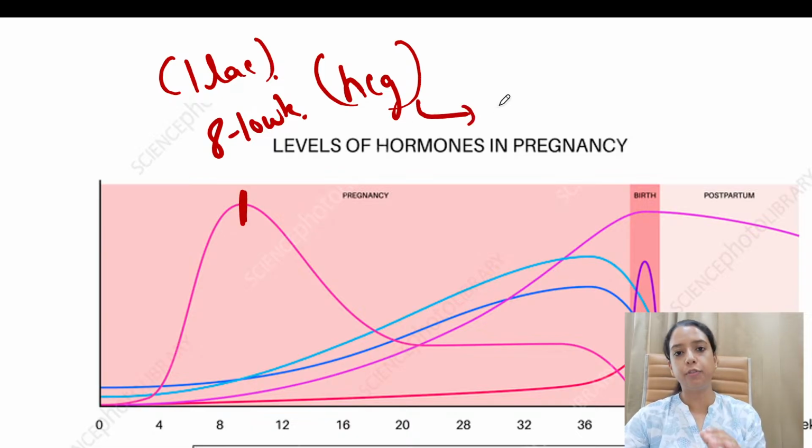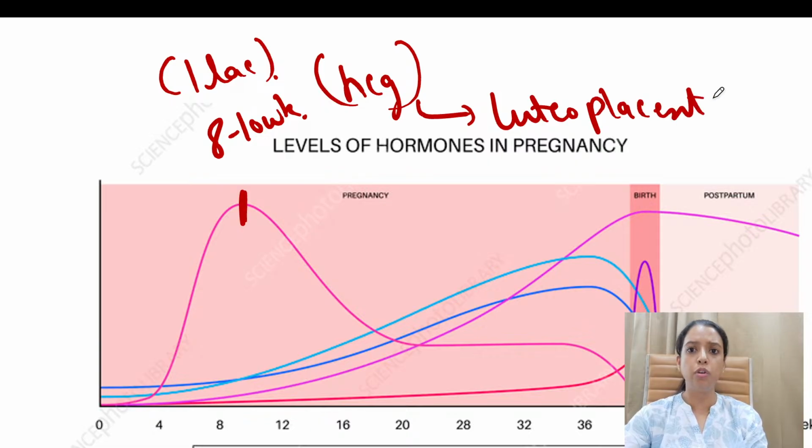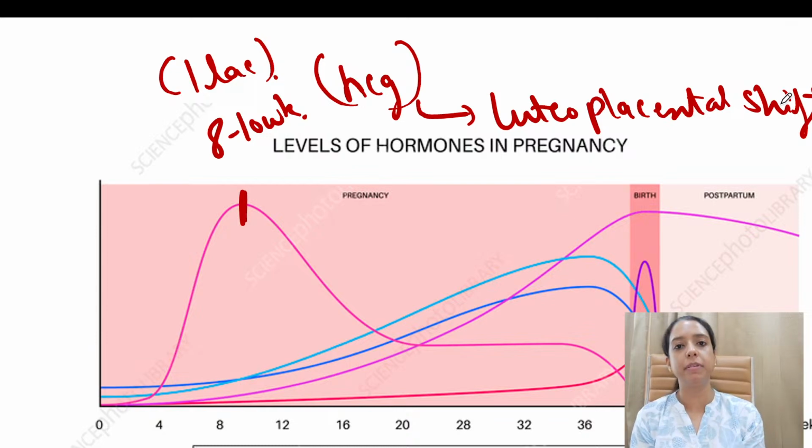So why does this fall? Because there is a very significant change that happens at 8 to 10 weeks, and that is luteoplacental shift. Luteoplacental shift means we don't need corpus luteum anymore. We have placenta now, so we don't need corpus luteum, and hence we don't need HCG. That is why it falls.